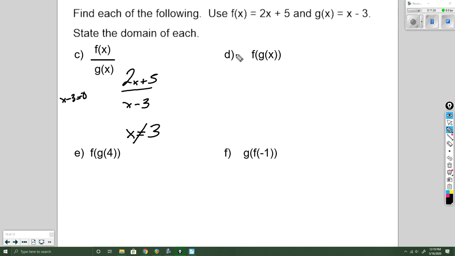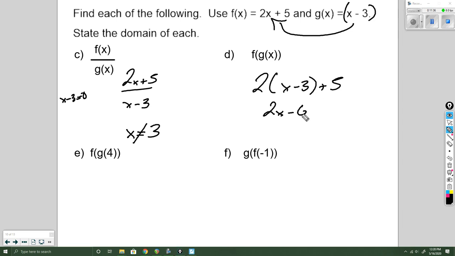So we want to find f of g of x. So that means we're going to take g of x, plug it into f. If we do that, we have 2 times x minus 3, plus 5. And then we distribute, combine like terms, and we get 2x minus 1. All right, the domain for which is going to be all real numbers.